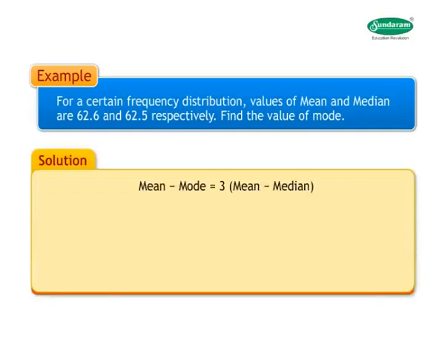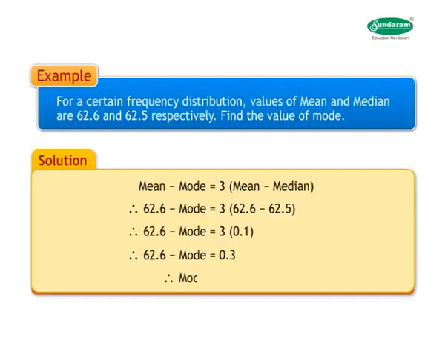Therefore, 62.6 minus mode is equal to 3 into (62.6 minus 62.5). 62.6 minus mode is equal to 3 into 0.1. 62.6 minus mode is equal to 0.3. Therefore, mode is equal to 62.3.